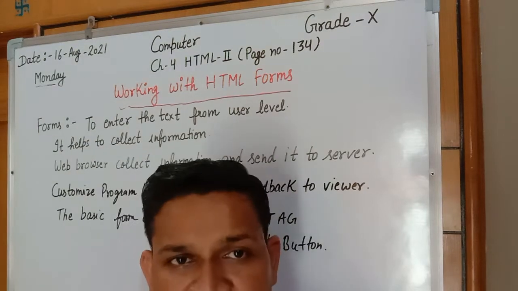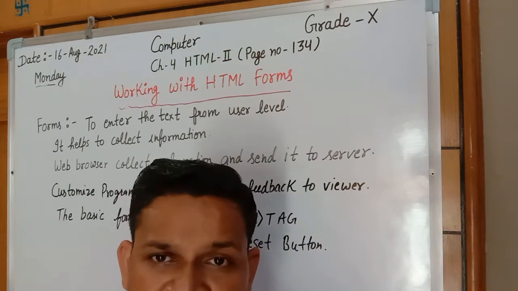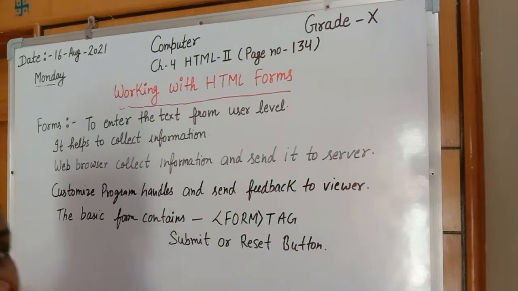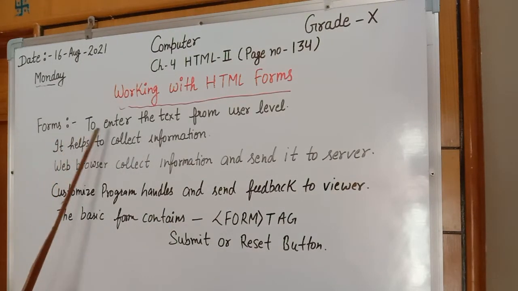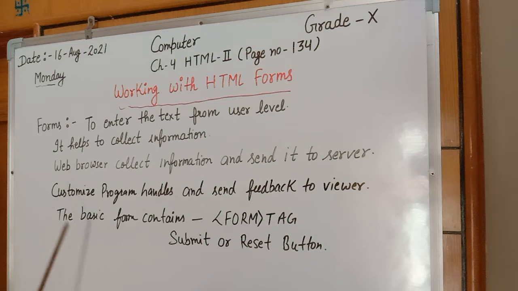Generally what happens on websites, a user can see the details. But if a user wants to give any feedback, fill any form, or register online, in that case we need a specific document that is known as a form, and forms are helpful to collect or gather information from the viewer side. And how is the information collected? The web browser collects the information that is filled by the viewer and sends it to the web server.